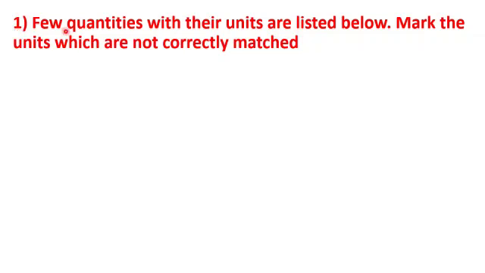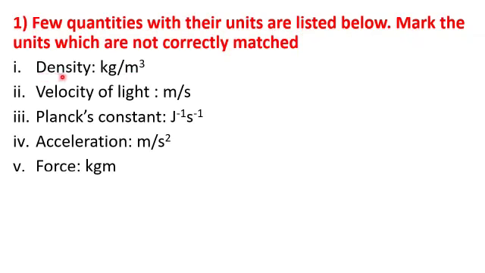First question, a few quantities with their units are listed below. Mark the units which are not correctly matched. Density kg per meter cube, velocity of light meter per second, Planck's constant Joule inverse second inverse, acceleration meter per second square, force kg meter. So here quantities with their units are given. We have to choose the one which is not correctly matched.